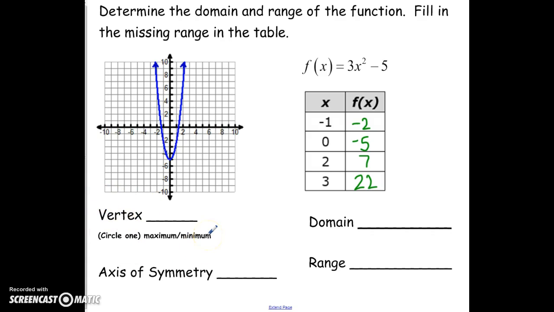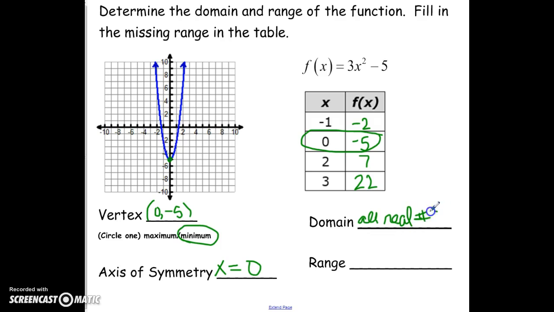The vertex on the graph would be at (0, -5). It is not represented, it is represented in my table, but there's not a good pattern here because my x values are not increasing the same. And then this would be the minimum of the parabola. The axis of symmetry goes through the vertex, so it would be x equals the x value of the vertex, which is 0. The domain of this parabola, and in all the parabolas we're doing today, is all real numbers.